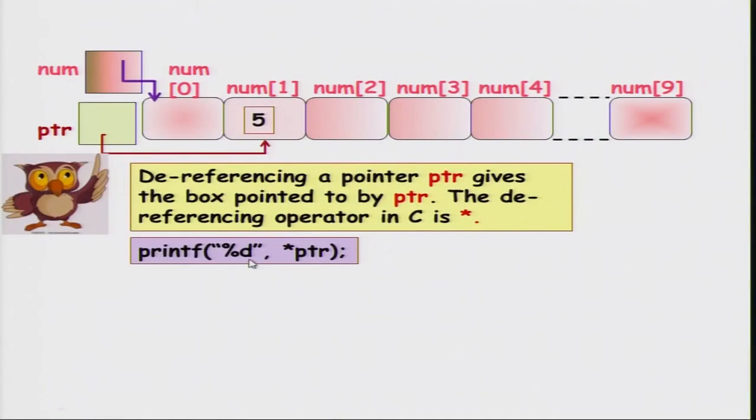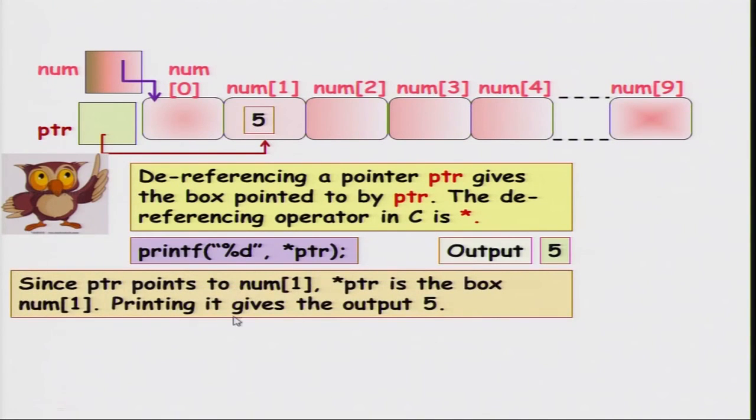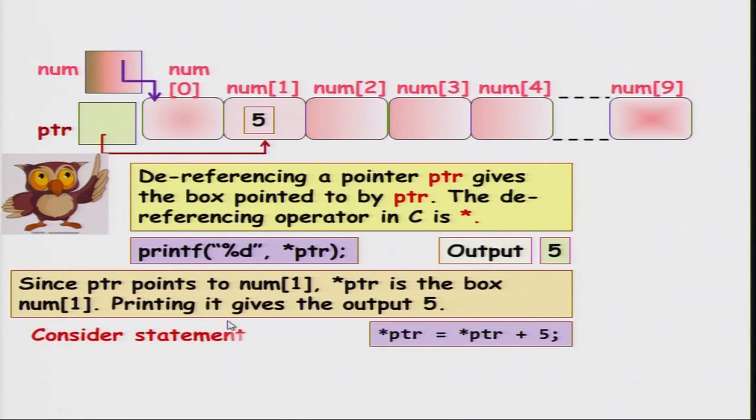So, if I say printf %d star pointer, what it will do is look up the location pointed to by ptr. In this case, it is this integer box. The contents of that box is 5 and it will be printed. So, the output will be 5, not, for example, the content of ptr. The content of ptr may be like 1004, but it will not print 1004. It will look up the location 1004, which contains the value 5, and print that value. So, star ptr is the box num1 and printing it gives you the output 5.